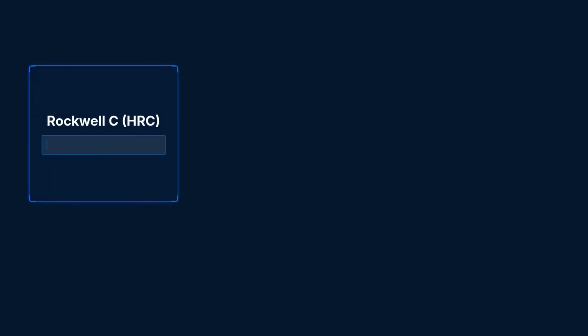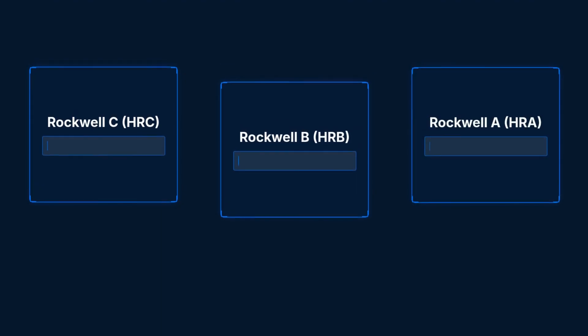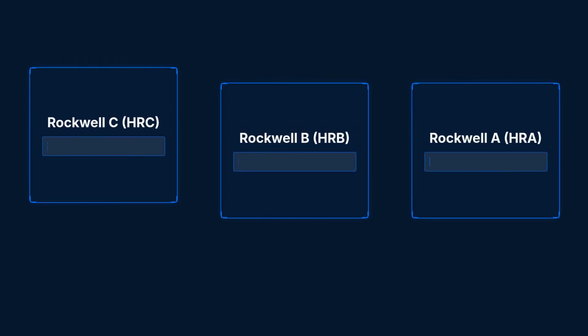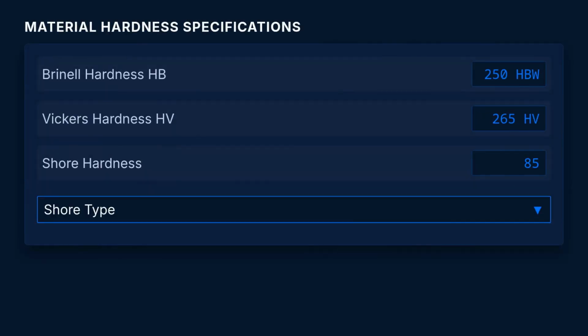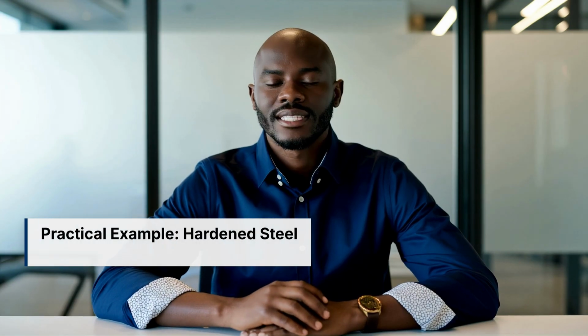Below that, you'll find 6 input fields: Rockwell C Hardness HRC, Rockwell B Hardness HRB, Rockwell A Hardness HRA, Brinell Hardness HB, Vickers Hardness HV, and Shore Hardness. There's also a Shore type dropdown with options for Shore A and Shore D. Let me walk through a practical example.